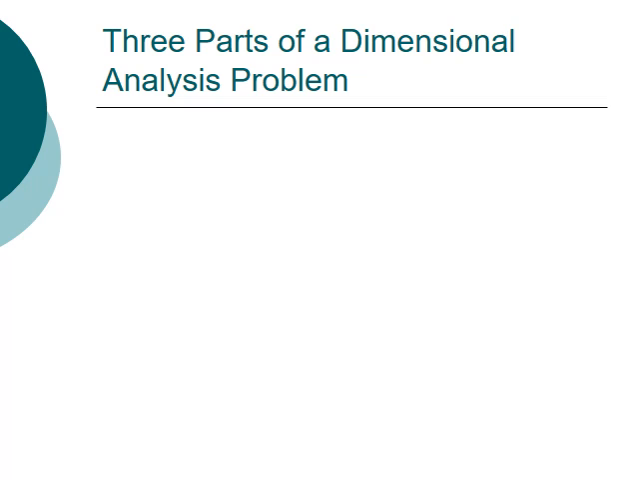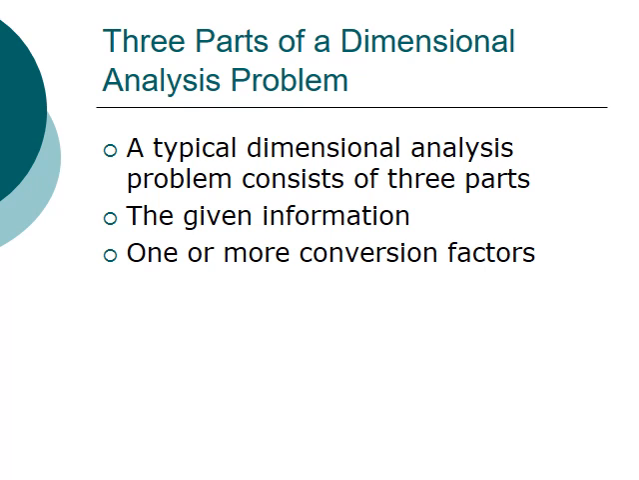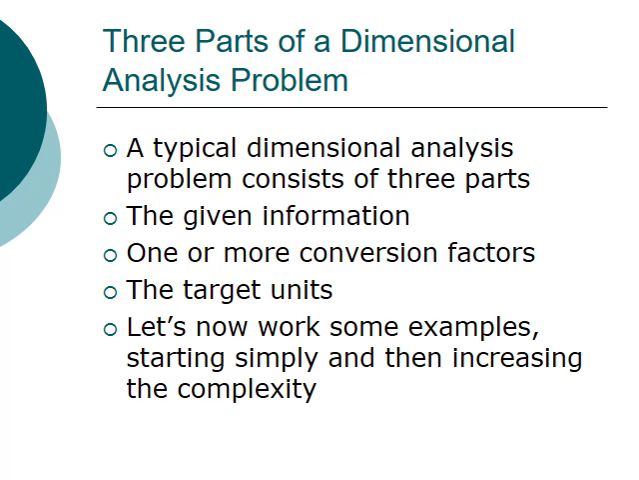Okay, back to the lesson. There are three parts of a dimensional analysis problem, and if you can organize your given information and recognize these three parts, the problems become a lot easier to solve. The three parts include the given information, one or more conversion factors, and finally your target unit. That's going to be the answer that you want to work toward. You want to keep the target unit in mind as you set up your given information and your conversion factor.